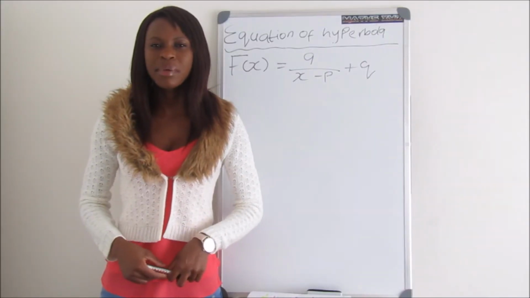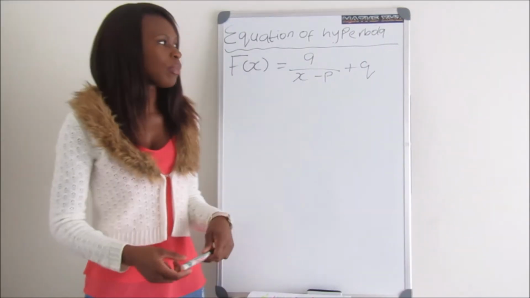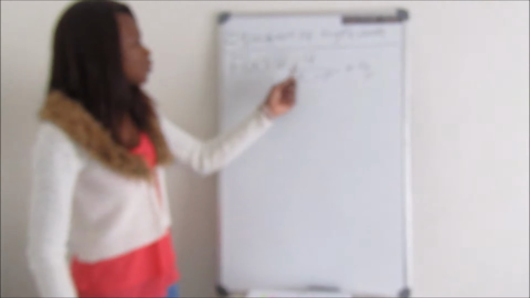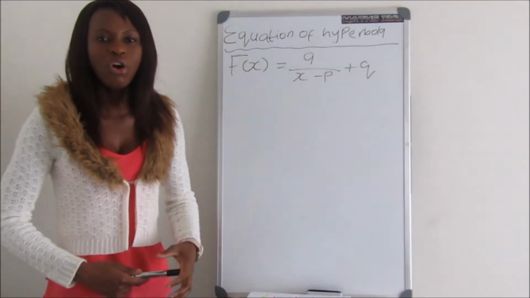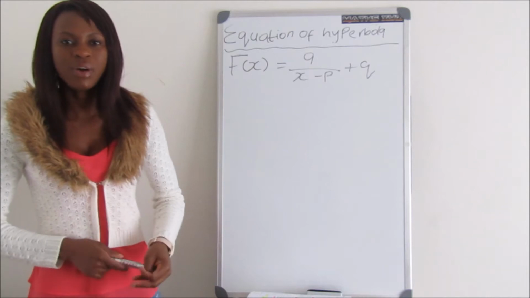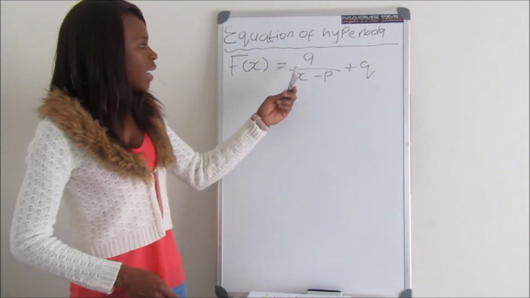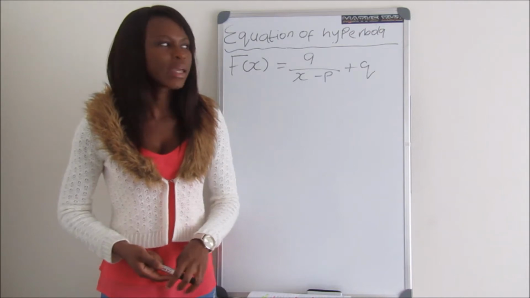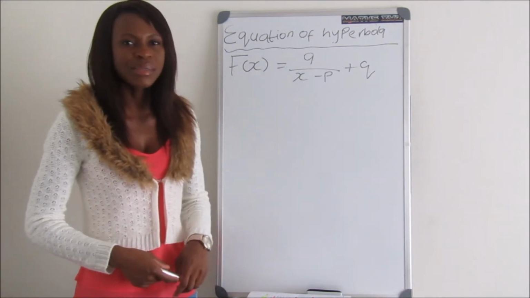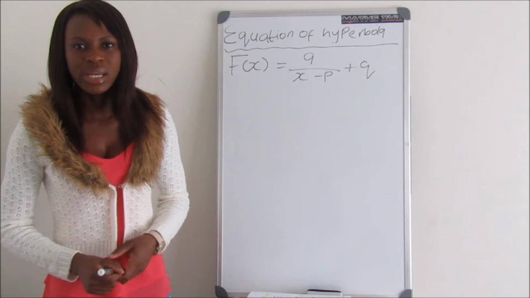The first thing that we must write down is the equation of a hyperbola, which is f(x) = a divided by (x - p) plus q, so that we can know the unknown parameters that we must find out. Then a stands for the constant which determines in which quadrant the graph will lie, and p is our vertical asymptote, and q is our horizontal asymptote.